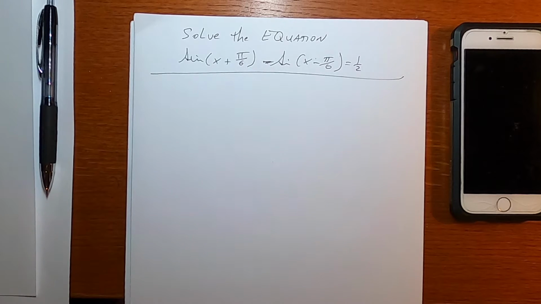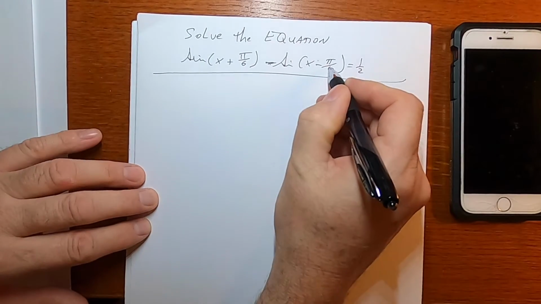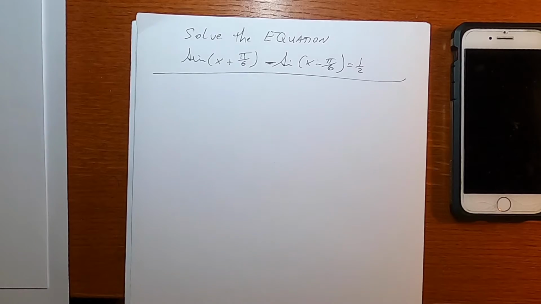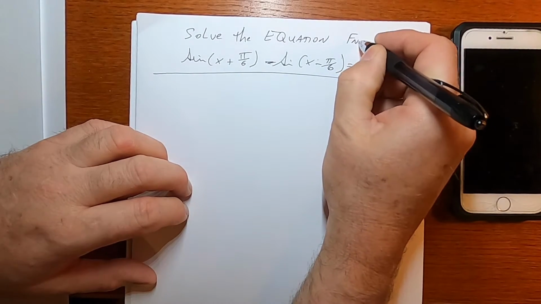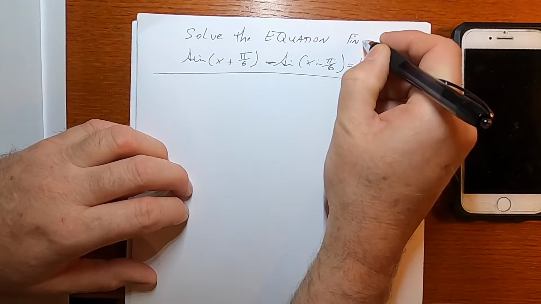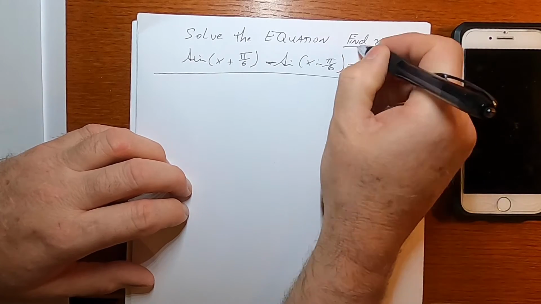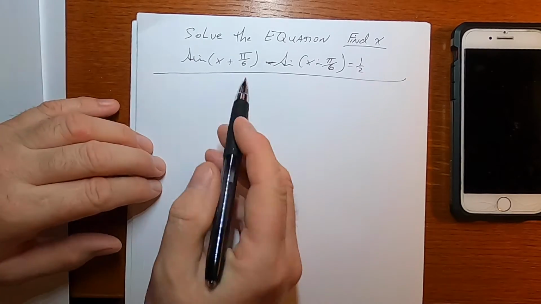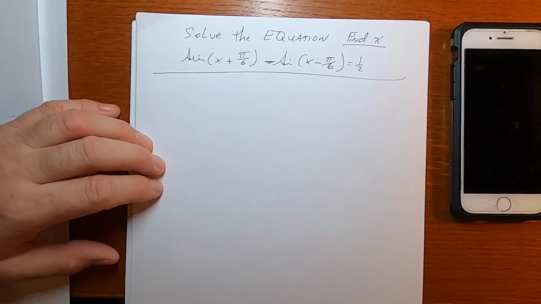Okay, today's problem is: solve the equation sin(x + π/6) − sin(x − π/6) = 1/2. Find x. Okay, well, in this situation we have phase changes, right?